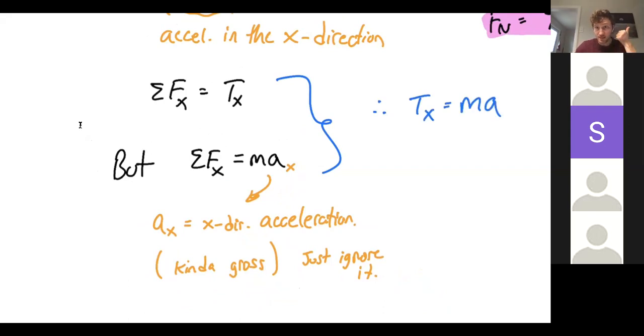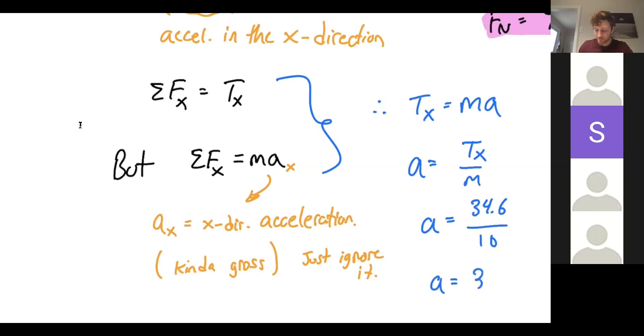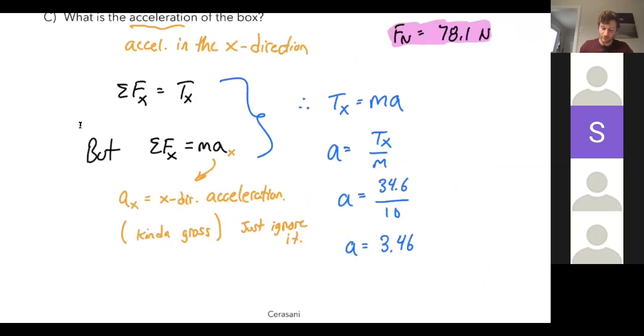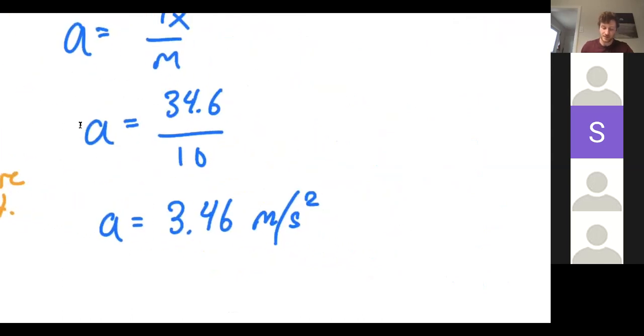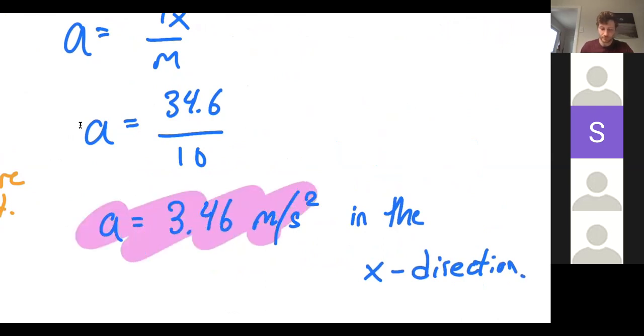We know our Tx, we know our mass. We're looking for acceleration, Tx divided by mass. So acceleration, which was 34.6 divided by 10 kilograms, which means we have an acceleration of 3.46 meters per second squared in the x direction. Cool.